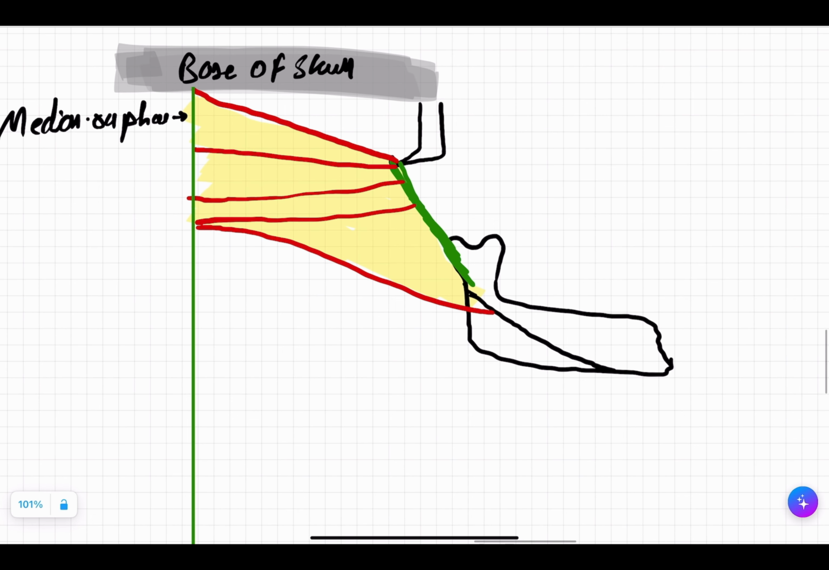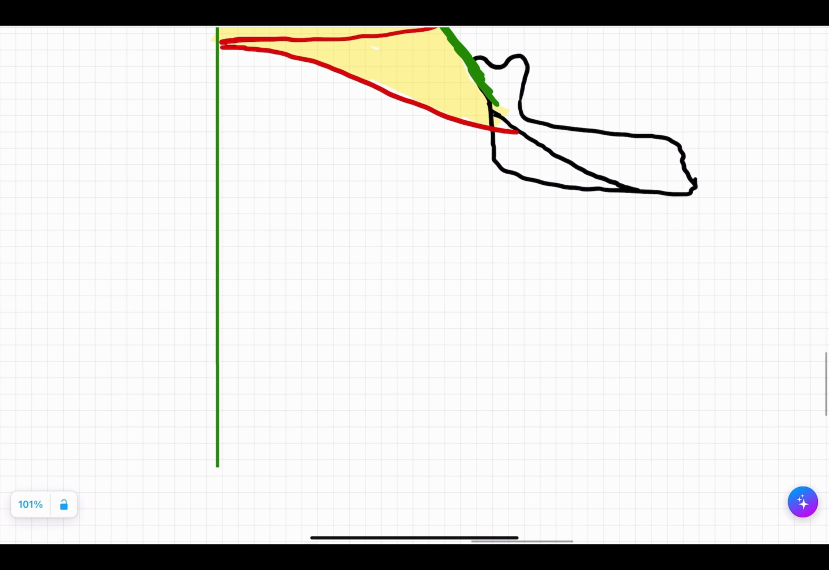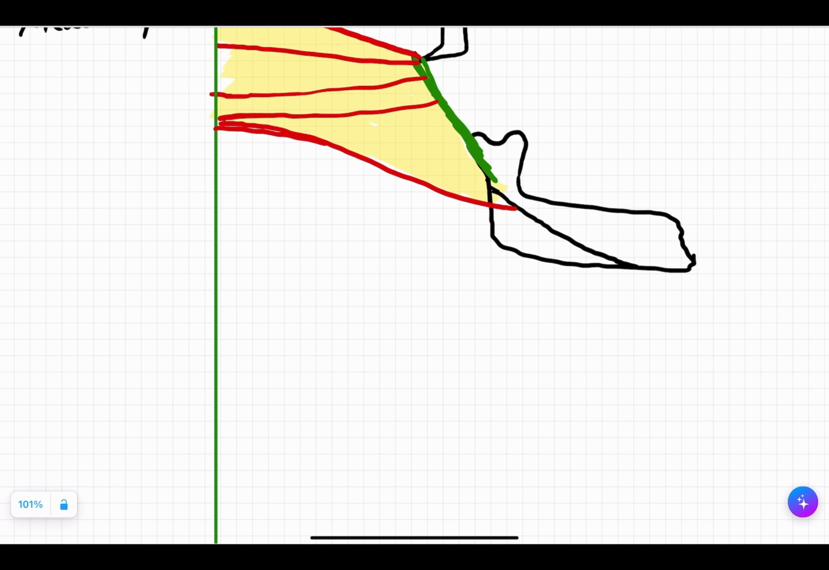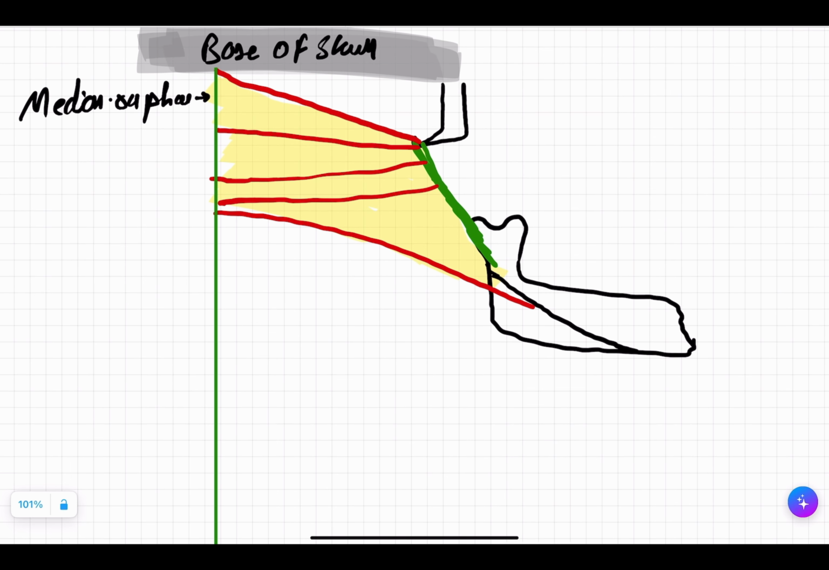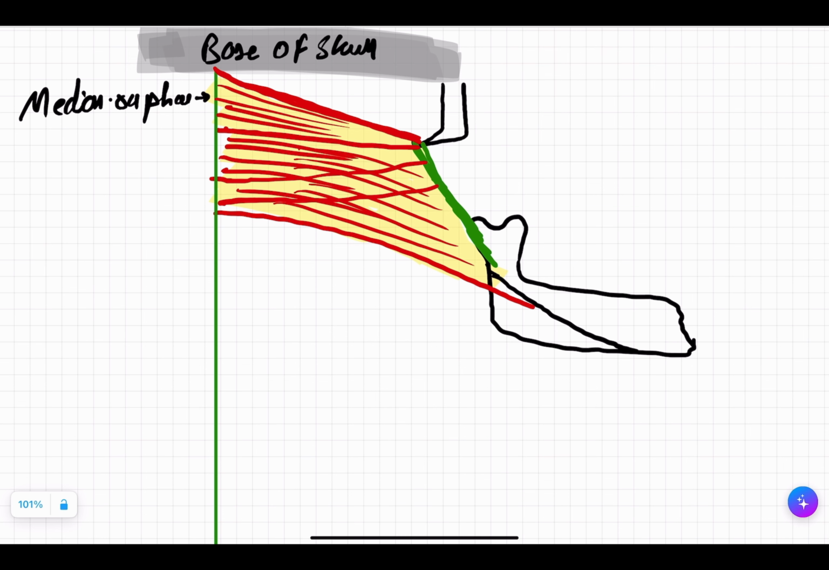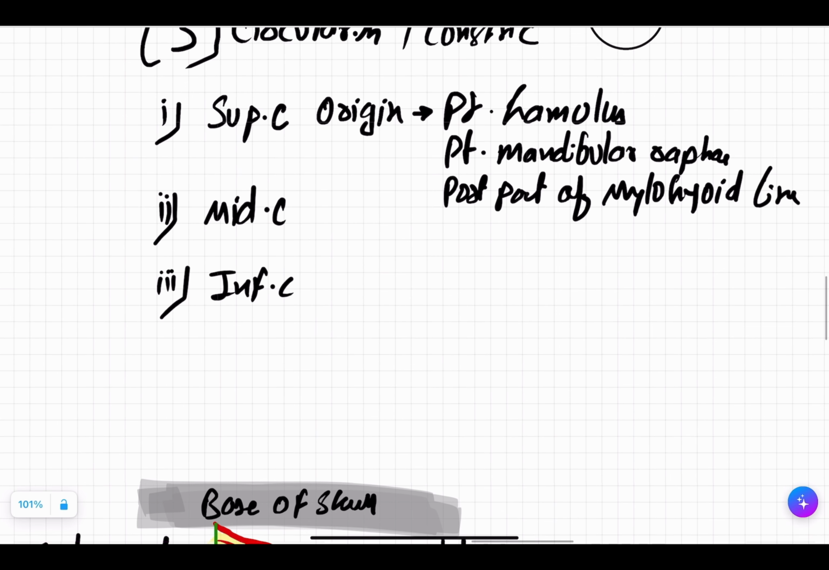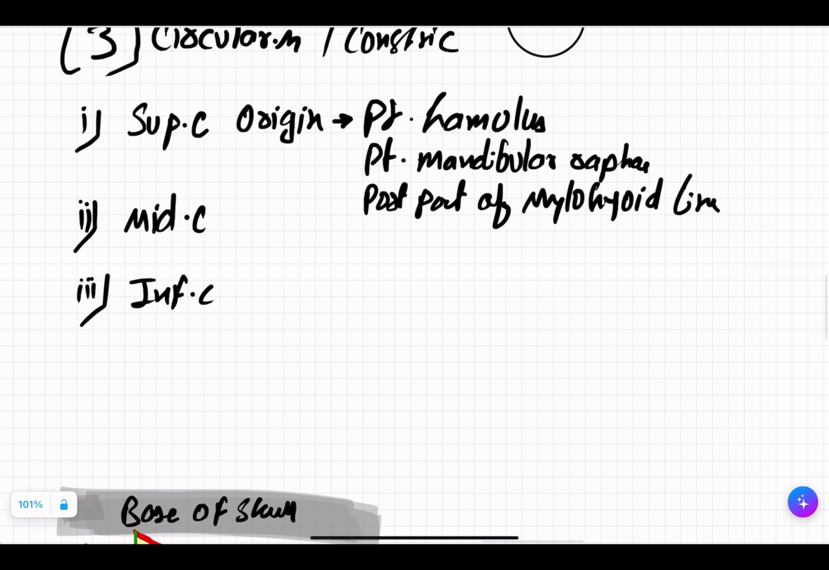Let's make it little beautiful. So this is your superior constrictor. Three origin. What is the insertion? All three constrictor have same insertion. That is your median raphe.